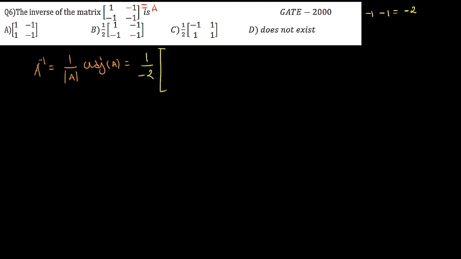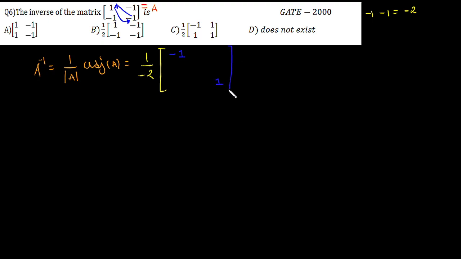Remember, there are two steps to directly determine the adjoint of any 2 cross 2 matrix. And what are those two steps? First one, just flip the diagonal elements. So this one will come at the place of this minus 1, and this element minus 1 goes there. Now just write it here. So here we got minus 1 and here we got 1.